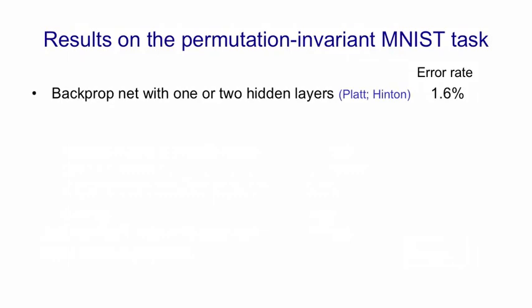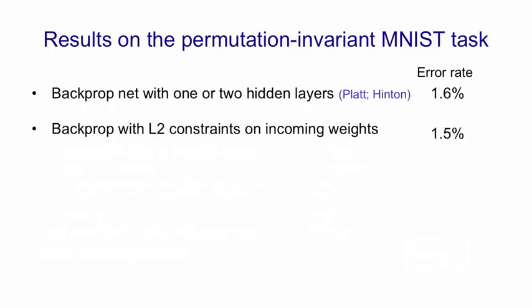By applying this fixed permutation, we destroy all simple ways of telling the net something about the spatial structure of the task. So if you apply standard backpropagation, it's hard to do better than 1.6% errors. John Platt and myself have both tried quite hard applying standard backpropagation with various different architectures, and we're both quite good at doing it. You can actually beat 1.6% by using constraints on the incoming weight vectors of the hidden units.